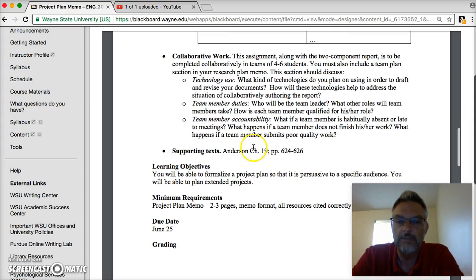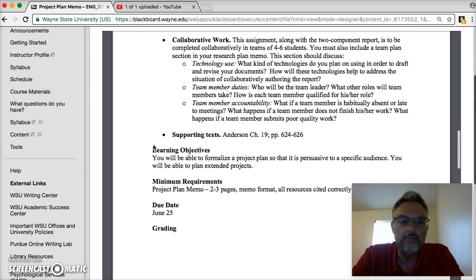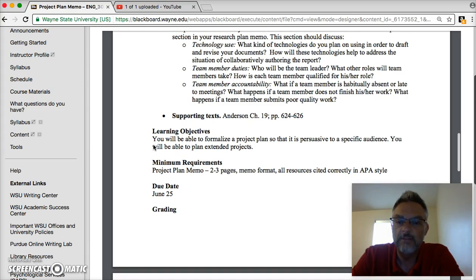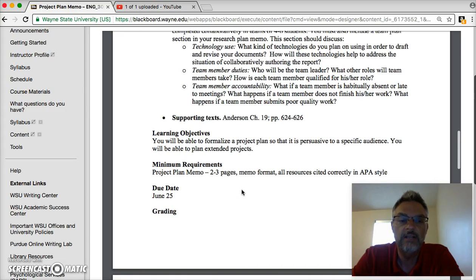You can refer to Chapter 19 and these ranges of pages as some supporting text, and try to do 2 to 3 pages in the memo format. And if you do have sources, make sure you cite them in APA style.